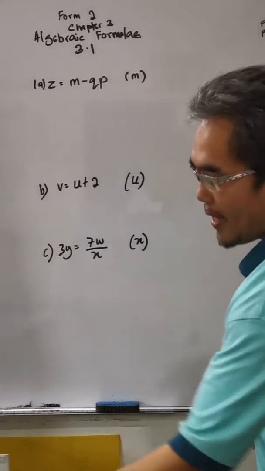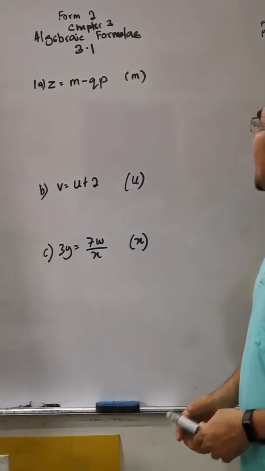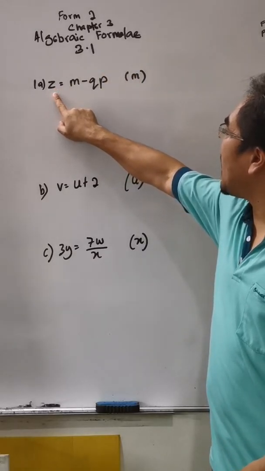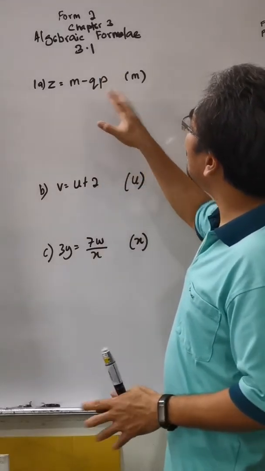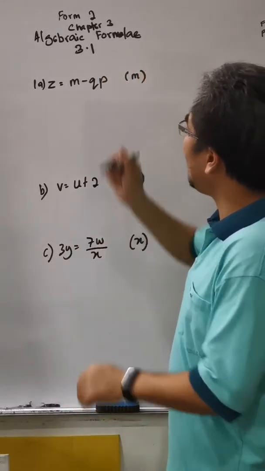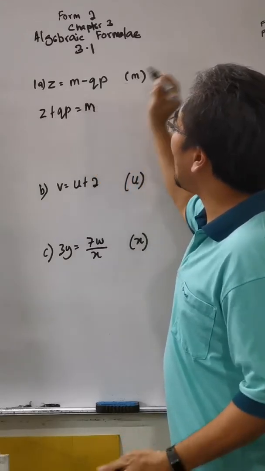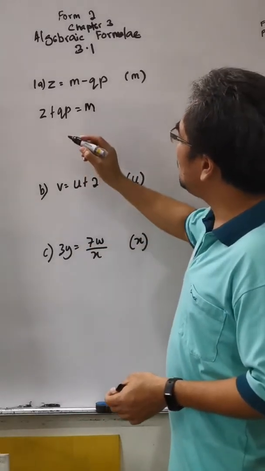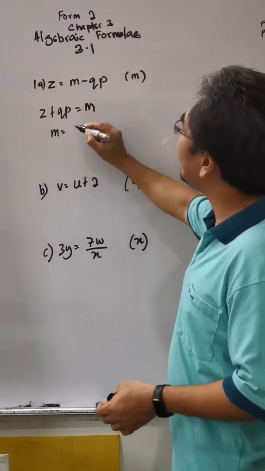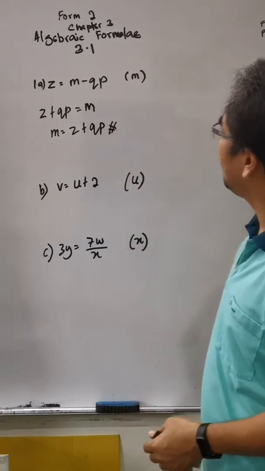Okay, mine is B. So what you have to do here is change the subject to become M. Now the subject is Z. How to make M the subject? Simple. You just move everything other than M. So Z plus QP equals M. That's it. Some students say, usually we say M equals to. Just rewrite Z plus QP. That's it.